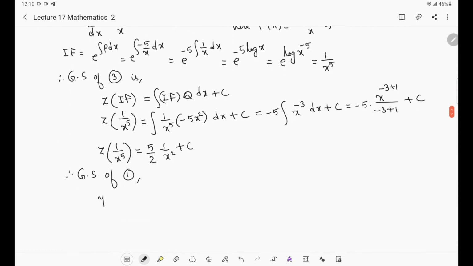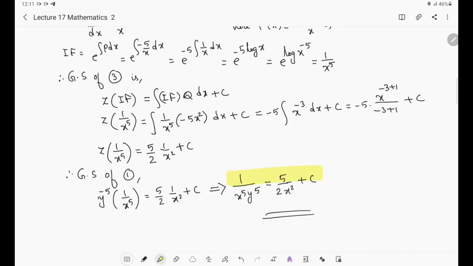z equals y power minus 5, so y power minus 5 into 1 by x power 5 is equal to 5 by 2 into 1 by x square plus c, or this can also be written as 1 by x power 5 and y power 5 equals 5 by 2 x square plus c. This is the required general solution for the given differential equation, right?